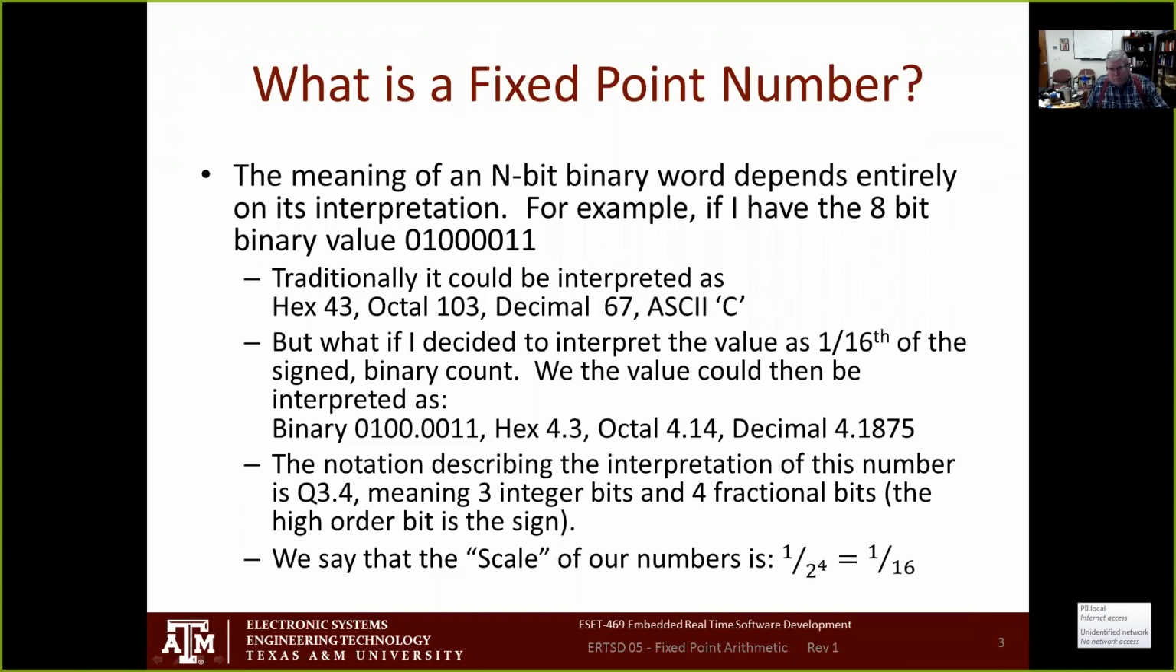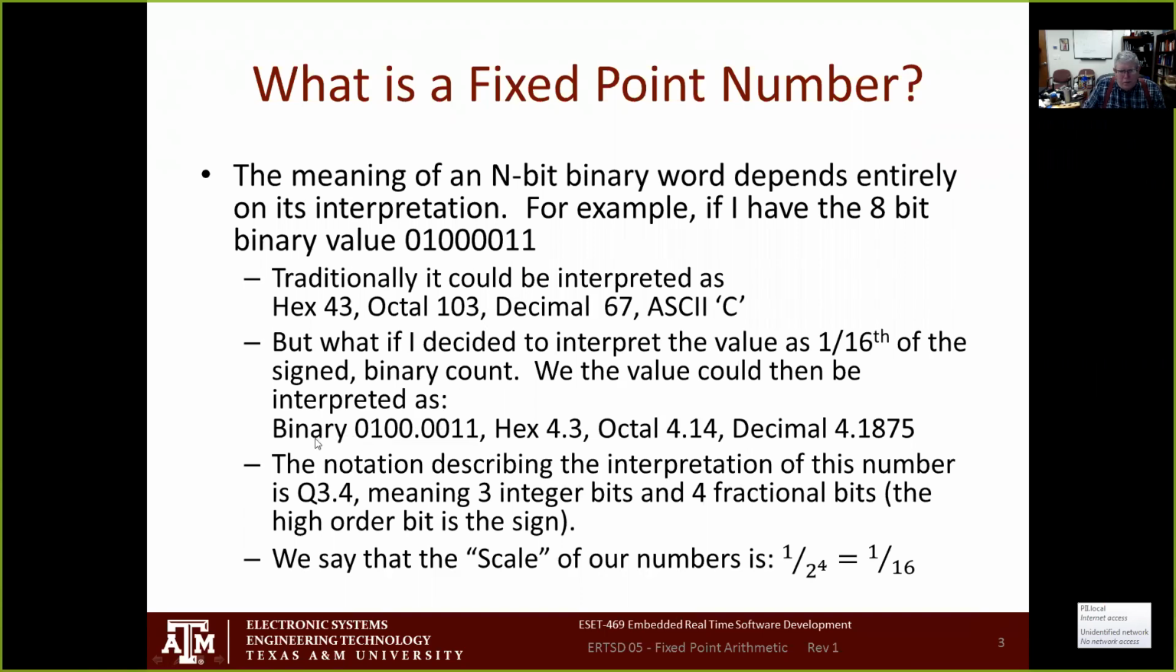But regardless, I could choose it to be a capital C, just not ASCII. The fact is that we assign arbitrary values to these binary numbers we hold in the computer all the time. So what if I decided that I wanted to interpret the value as 1/16 of the signed binary count? Okay. Then that would be placing a decimal point, effectively a binary decimal point, right there.